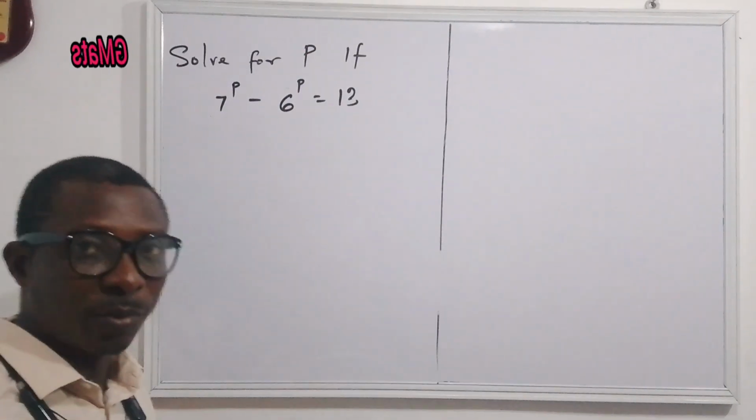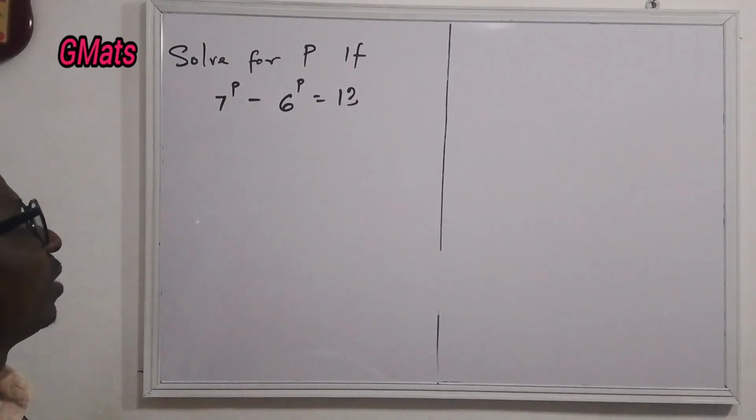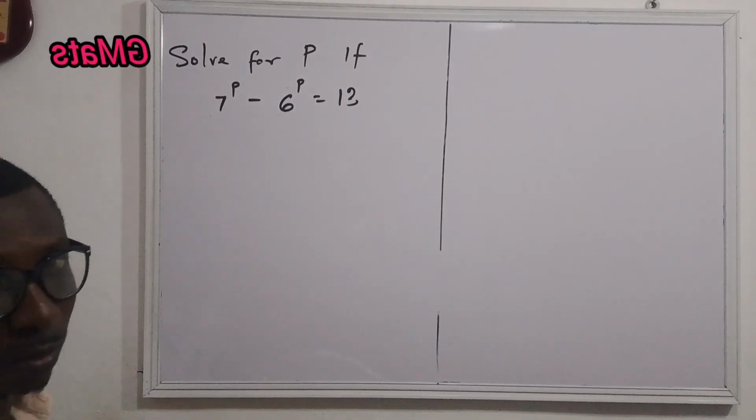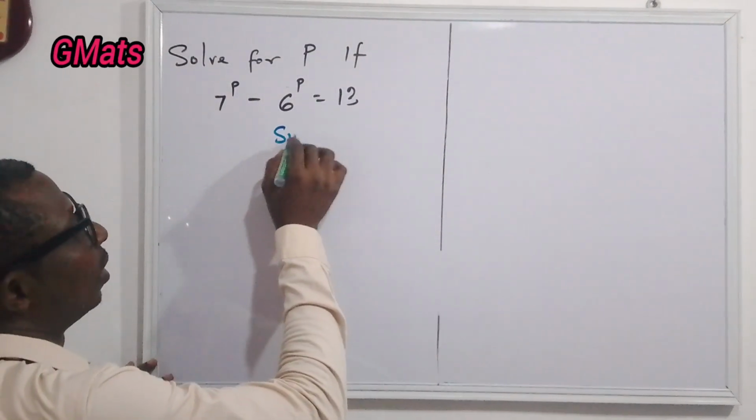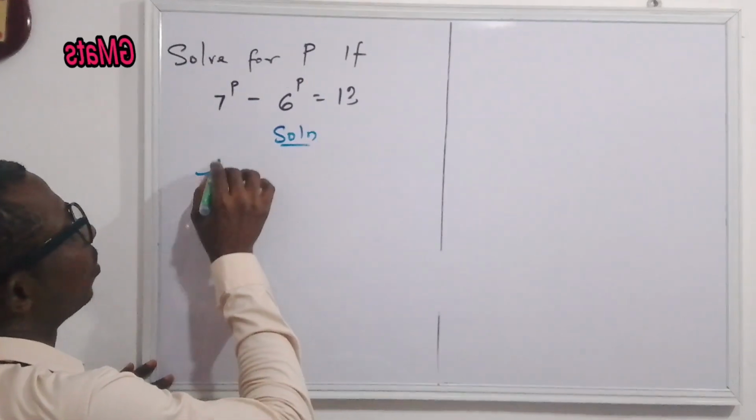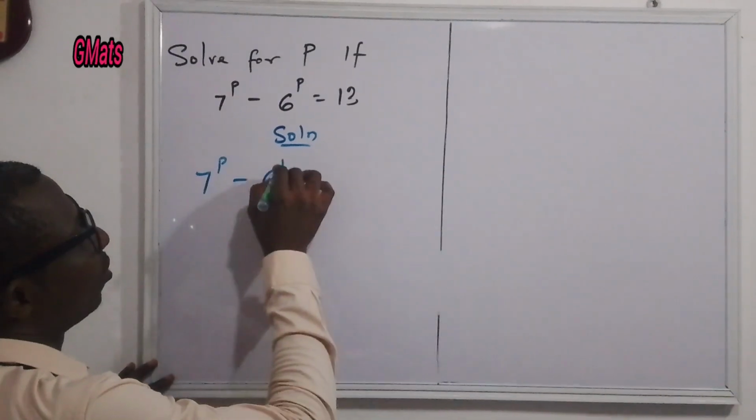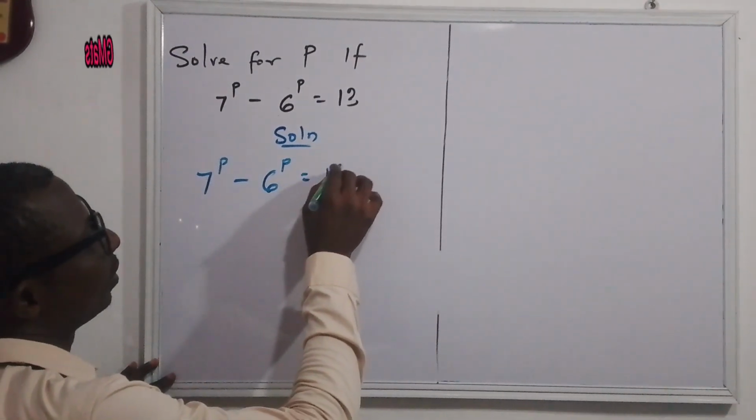Alright, let's solve this problem. Now solve 7 raised to the power of p minus 6 raised to the power of p equals 13. We have 7^p - 6^p = 13.